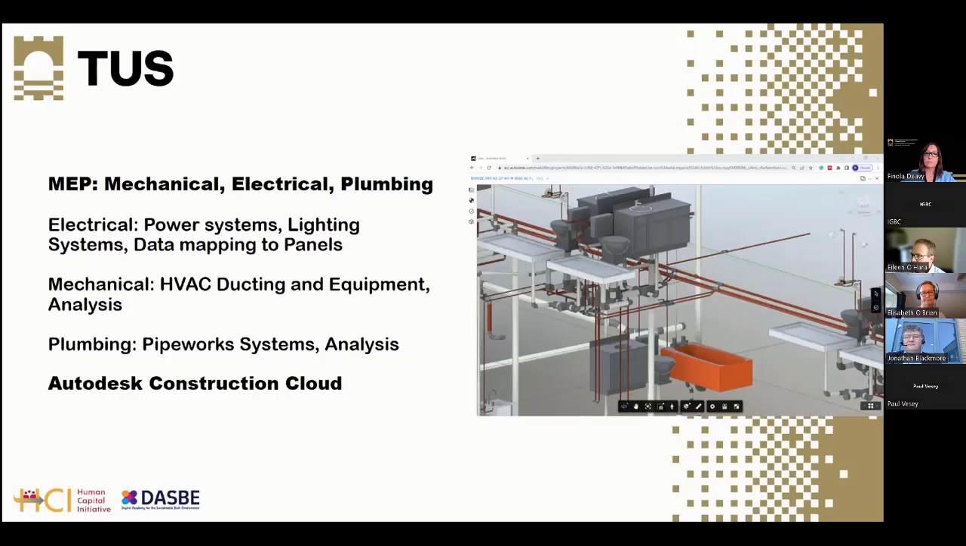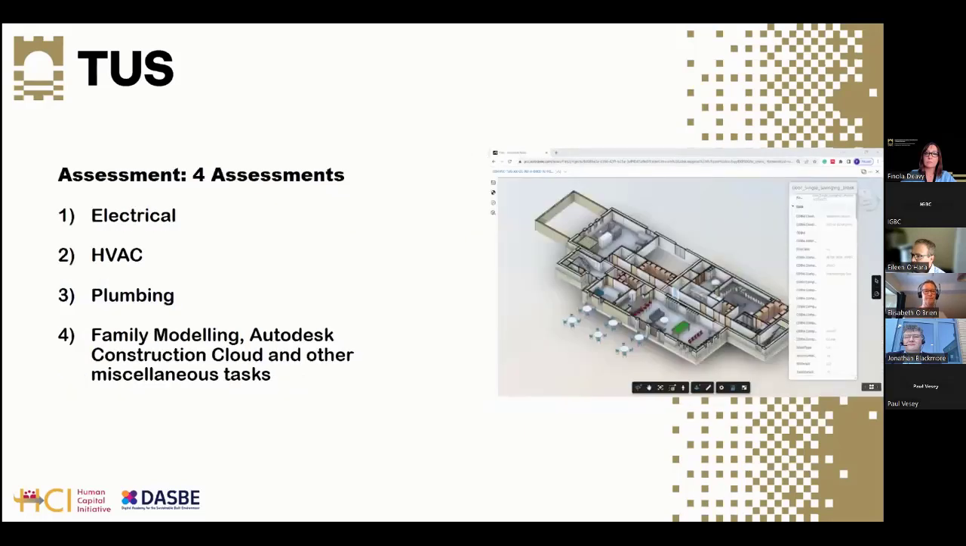Next slide. So how does this one get assessed? There'll be 4 assessments on this one. Electrical, HVAC, and plumbing are the 3 ones. For the 4th assignment, we're going to get into modeling family parts and things like that. We're going to do ACC there and miscellaneous tasks. They're all equally weighted.